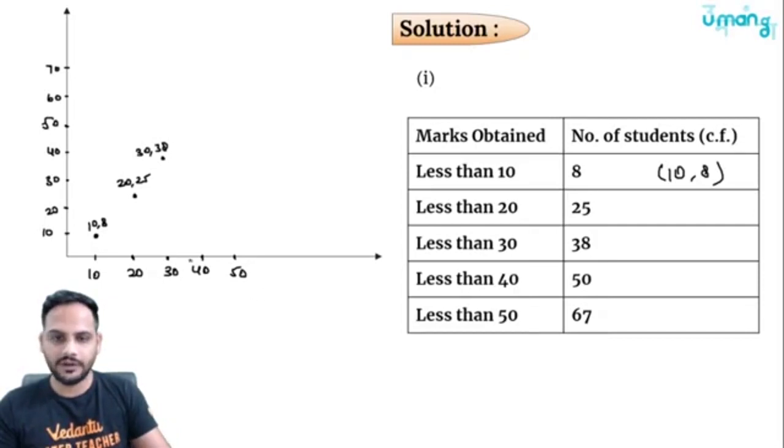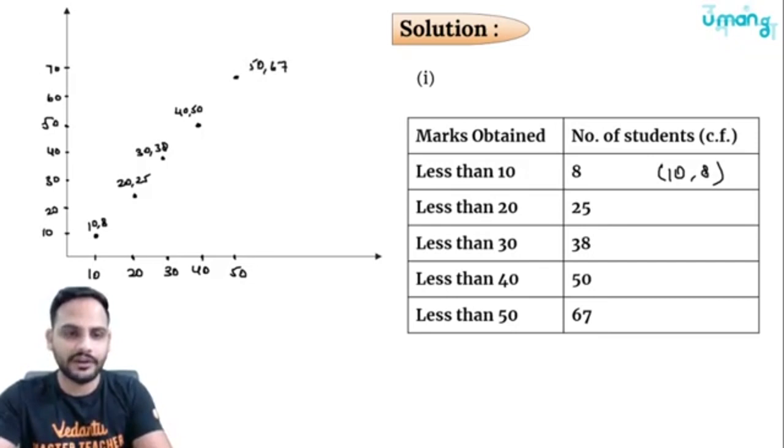Then 40, 50 will be somewhere over here. Then 50, 67 will be just below 70, somewhere over here. Now all these points which you have got, you join all these points using a freehand.